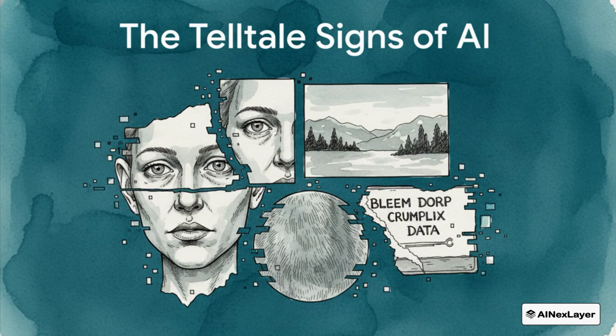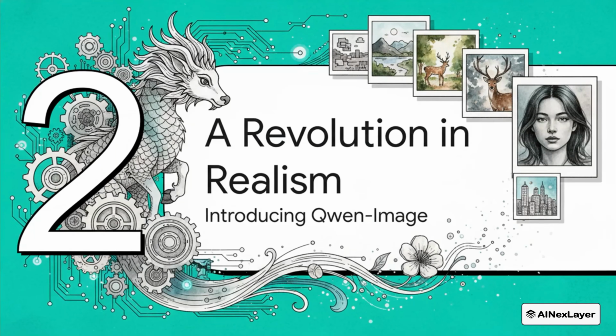And don't even get me started on text. It's usually just a jumbled mess of symbols. Landscapes can feel flat, and if you zoom in on fine details like fur or fabric, the illusion just completely falls apart. These are those little giveaways. Well, this is where Qwen Image steps onto the scene. It wasn't just built to be a little better. It was specifically designed to tackle these exact problems head-on. And spoiler alert, it does a phenomenal job.